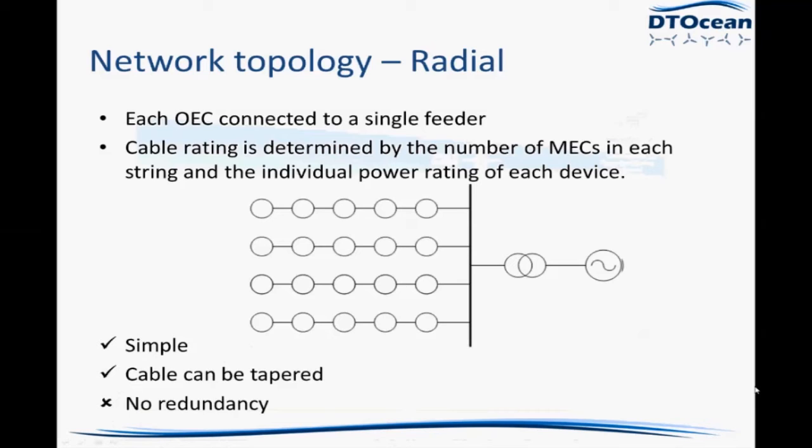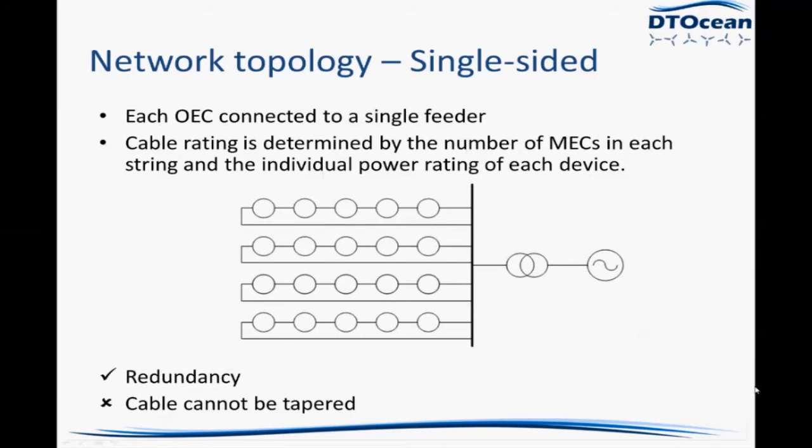So it's nice and simple, and the other advantage of this is that the cable can be tapered. Clearly, different sections of this cable need to be rated for different powers. As we move along from here, the power and the ampacity required by the cable increases. That can lower cost. The bad thing about this is that there's no redundancy within the network. So if there's a cable fault at this location, until that cable is repaired, we lose the output of this whole chain. One of the easiest ways to solve that is to use a single-sided network.